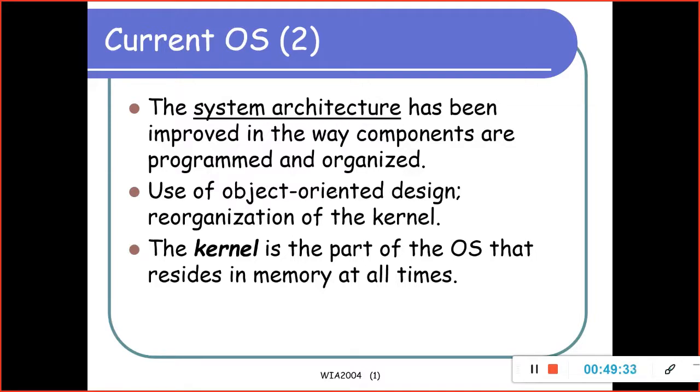So the system architecture for current OS has been improved in the way components are programmed and organized. It also uses object-oriented design and reorganization of the kernel. Kernel is the core of the operating system that handles everything. Okay, kernel, the core, the heart of the operating system that controls everything in the OS. The kernel itself can be said to control the machine as well. So the kernel is the part of the OS, the heart of it, that resides in memory all the time. Okay, there is a special allocation in the memory itself for the kernel of the OS.